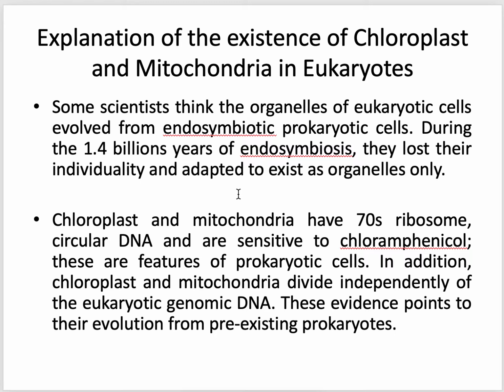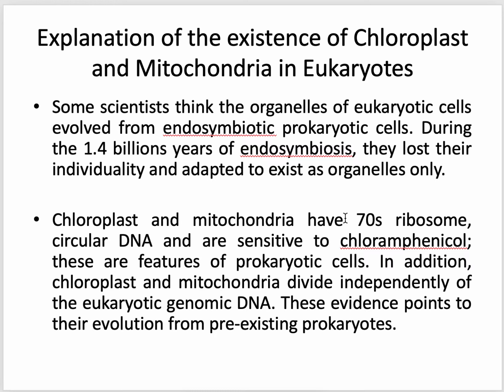The scientists are claiming that organelles such as the chloroplast and mitochondria became part of the eukaryotic cells through endosymbiosis, that is, through evolution. The logic behind this is that both chloroplast and mitochondria have 70S ribosome, circular DNA, and are sensitive to chloramphenicol. These are features of prokaryotic cells. Prokaryotic cells also have 70S ribosome and circular DNA. So these features of chloroplast and mitochondria are similar to the features of prokaryotic cells.